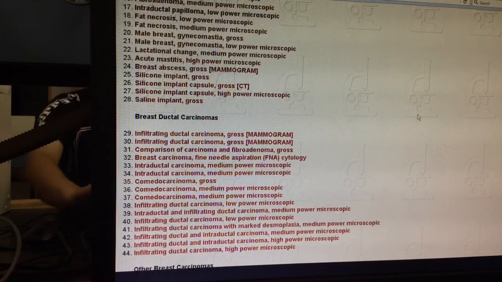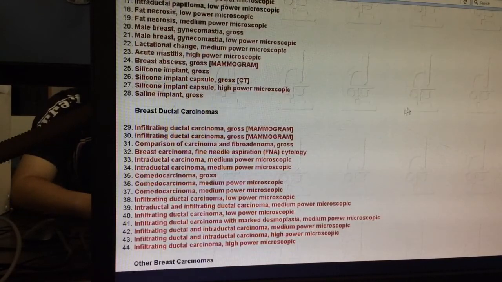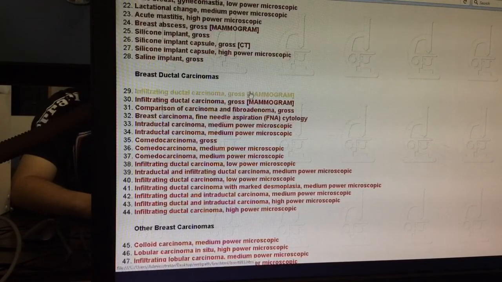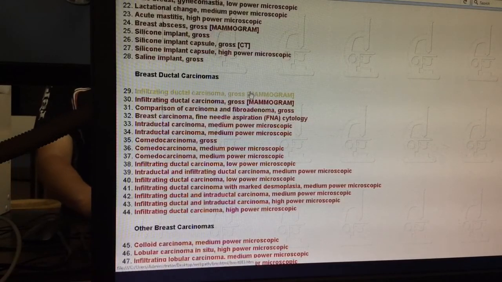Now we will move on to the cancers of the breast. The first is infiltrating ductal carcinoma, or invasive ductal carcinoma.